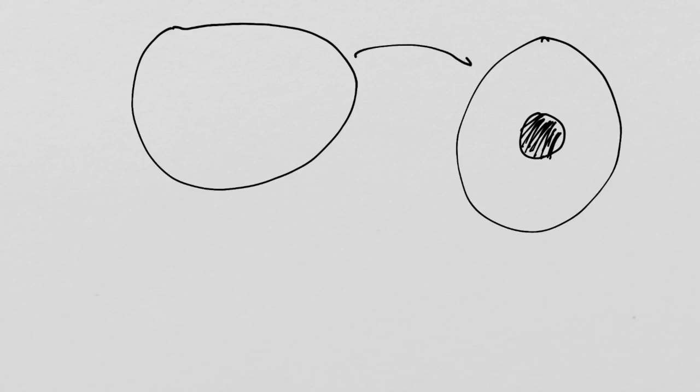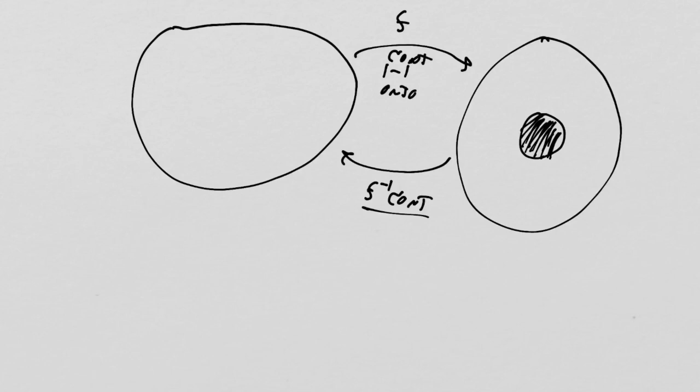Is there a homeomorphic function f, which means f is going to be 1-to-1, it's going to be onto, and continuous, and f inverse is going to also be continuous? And if that's the case, then they would be homeomorphic.